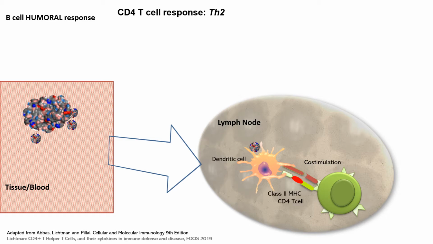This is presented via the class 2 of the major histocompatibility complex molecule, because this class 2 will be identifying the CD4 T cell. And it's the CD4 T cell, the one that drives the antibody production. Now, in addition to the presentation of the antigen, we need what we call the co-stimulation, which I always like to say, it's like a handshake.